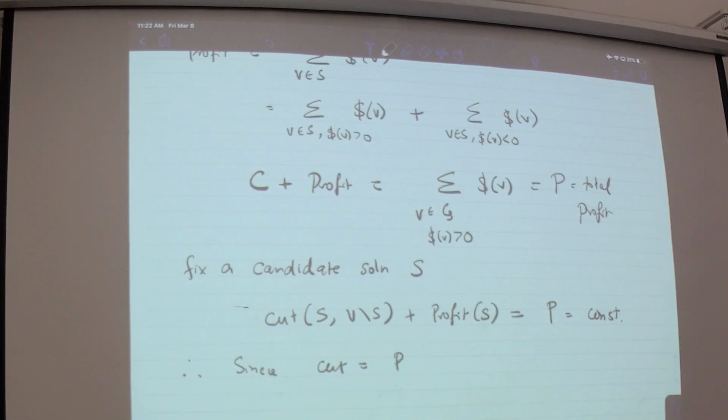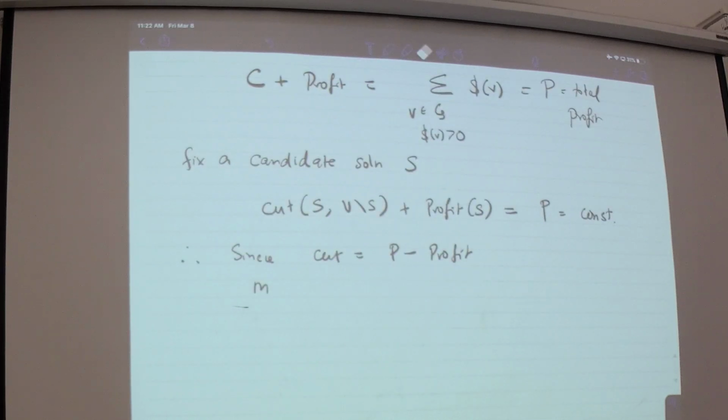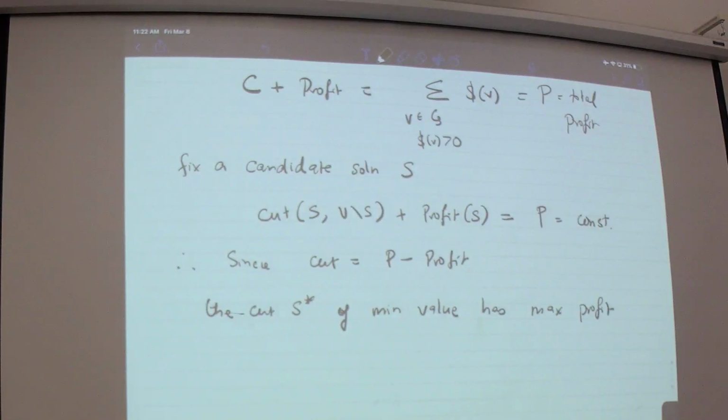Cut is equal to P minus profit. Minimize the cut, then the cut S star of min value has maximum profit. That's all. Because if I have two things that sum to a constant, if I minimize one, the other one is maximized automatically.